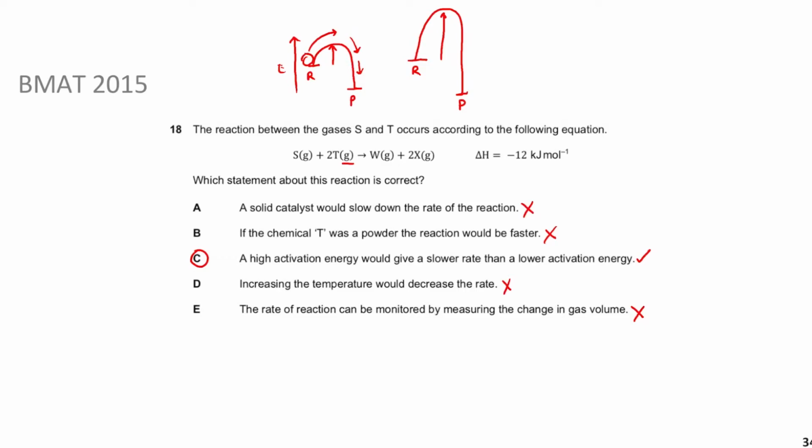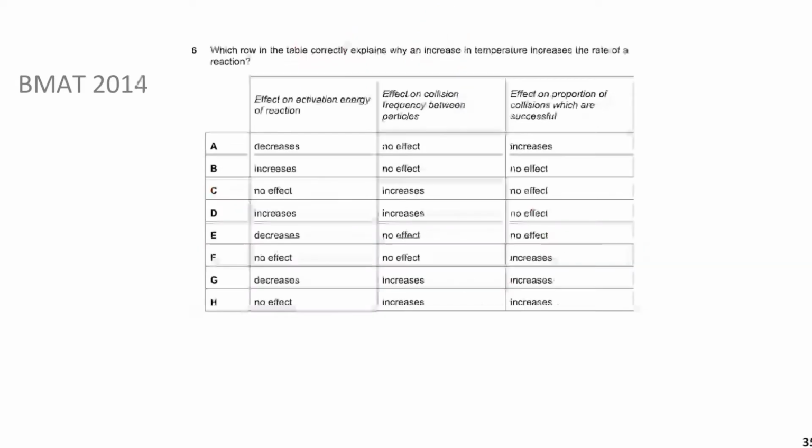All right, guys. So we're doing really well. So the previous question, guys, BMAT 2015, question 18. We were looking at just general ideas of kinetics and how they apply to this following reaction. Now, guys, we're going to move on to the next question, BMAT 2014, question 6. This is which row in the table correctly explains why an increase in temperature increases the rate of reaction.